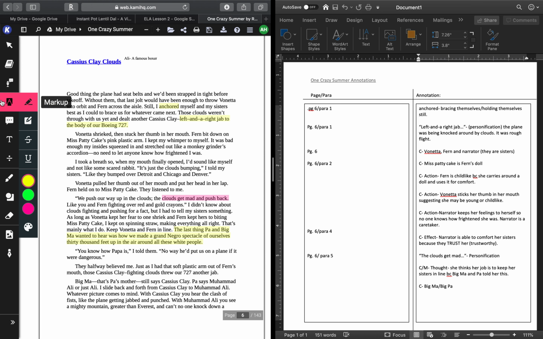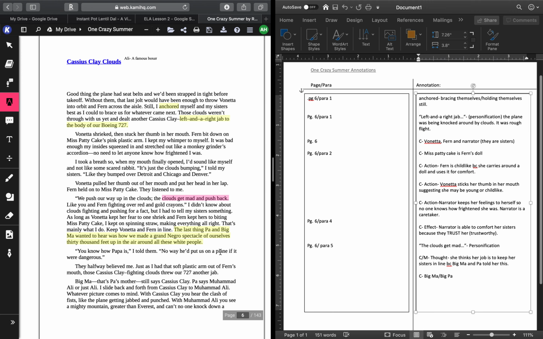Remember, we're not really made aware yet when this book takes place, other than, we read the back of the book, and we know that it's taking place in a time period, the civil rights movement. So use that background knowledge to help you make sense of this text. The last thing Big Ma and Pa wanted to hear was how we made a grand Negro spectacle. You're going to use this, and you're going to make an inference. You're going to tell me, what does this suggest about the relationships between black people and white people during this time period that this book was written? Okay, so let's keep going.